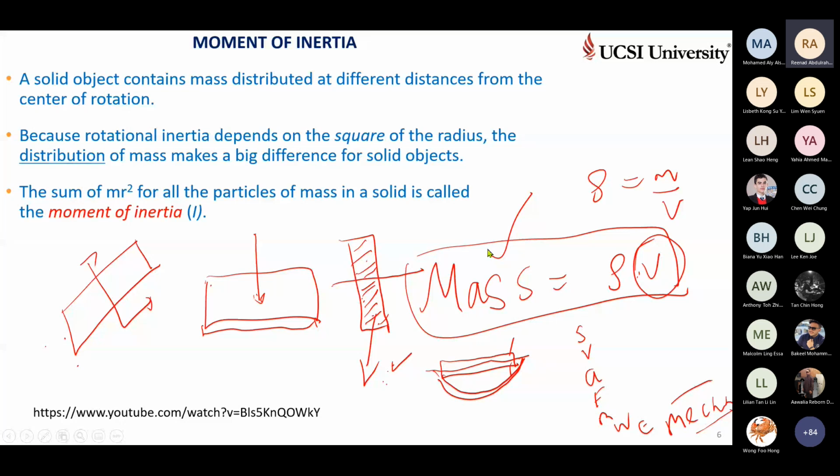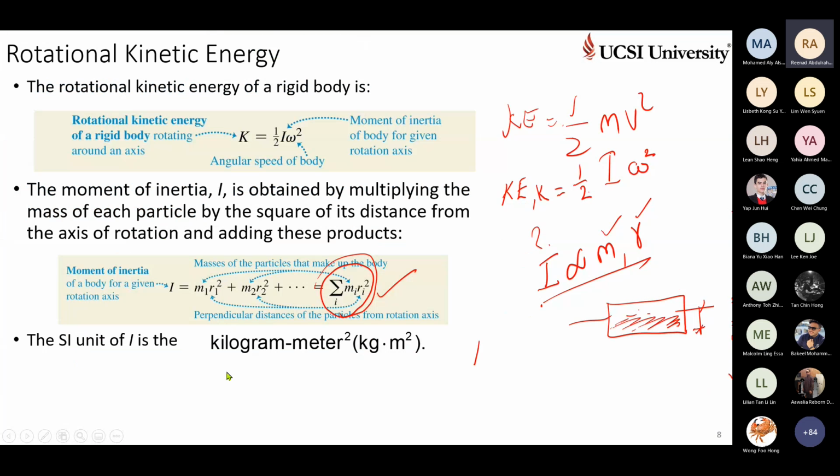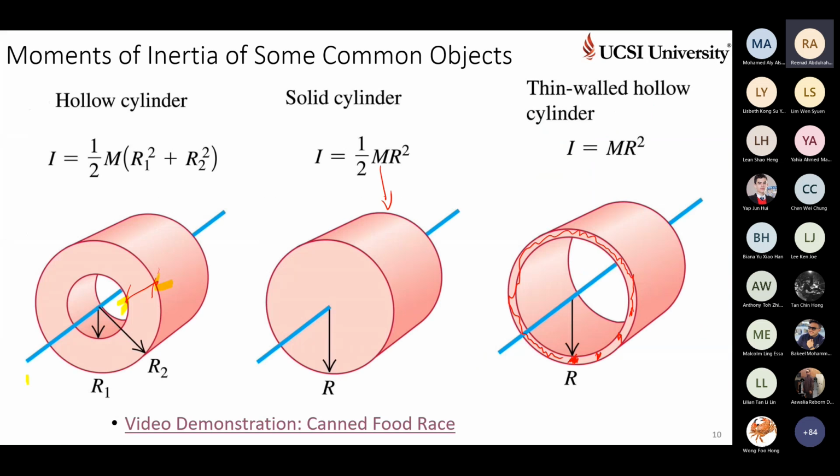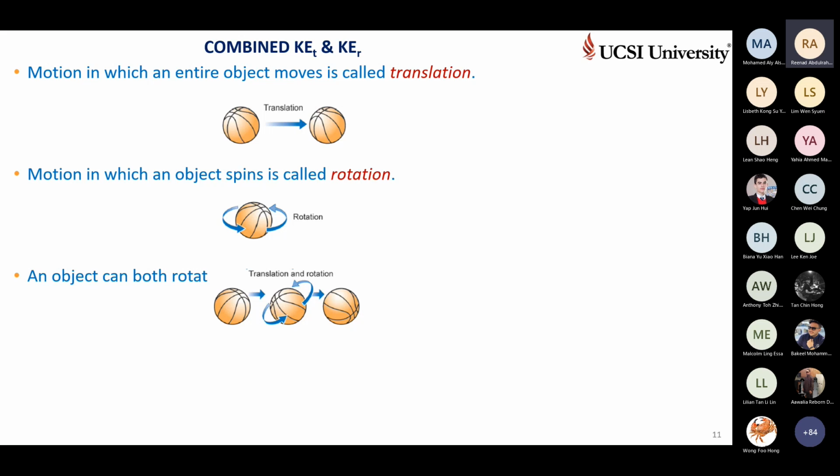The formula for inertia is this one, which is mr square. For now, I give you this simple equation. Later, when you go for higher studies, you will derive it and it varies for different sections. Next point is the combined kinetic energy and kinetic energy.